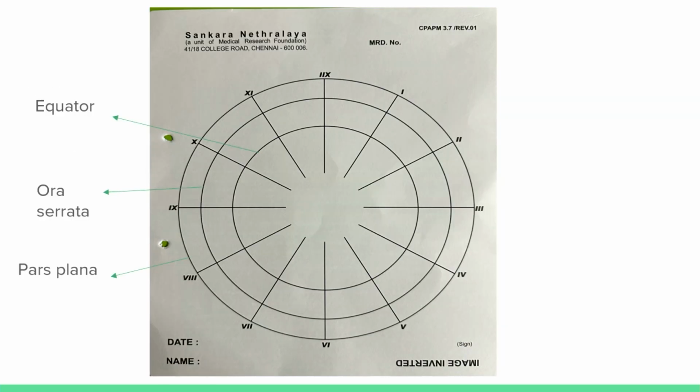Now this is a fundus diagram. It is very important from the exam point of view. The innermost is the equator, outer is the ora serrata, and the pars plana is the outermost. It can be asked in exams.